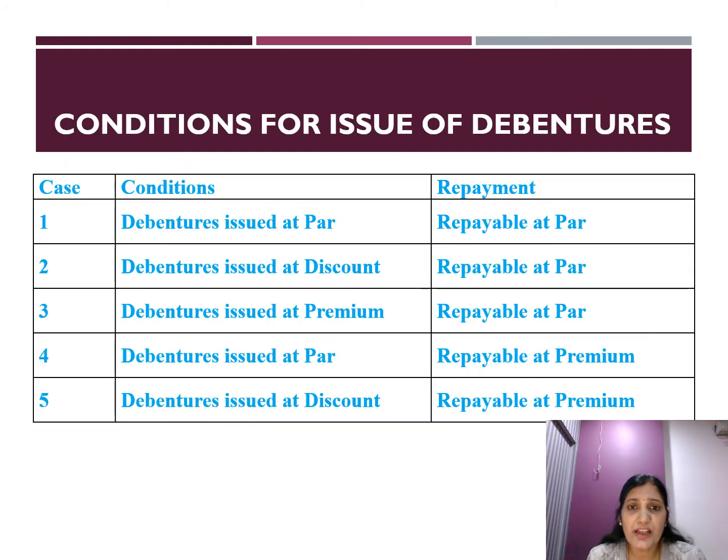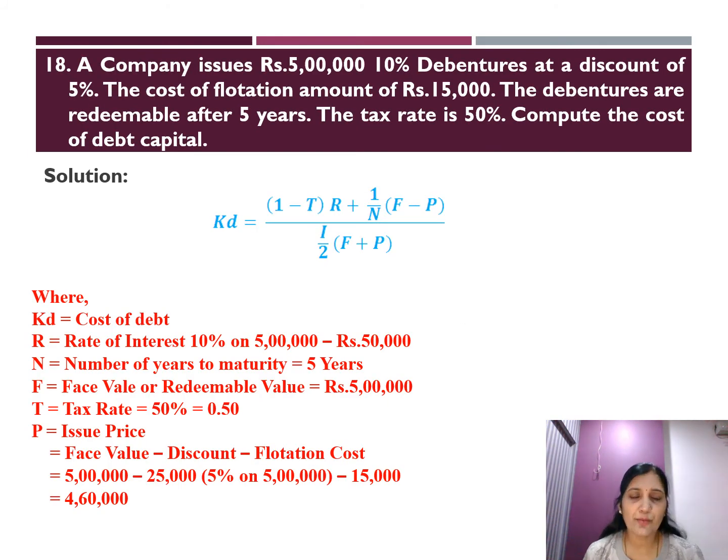There are a few conditions for the issue of debentures. Debentures issued at par, repayable at par. Debentures issued at discount but repayable at par. Debentures issued at premium, repayable at par. Debentures issued at par, repayable at premium. Debentures issued at discount, repayable at premium. These different options or conditions you may have. We'll see a problem on this.